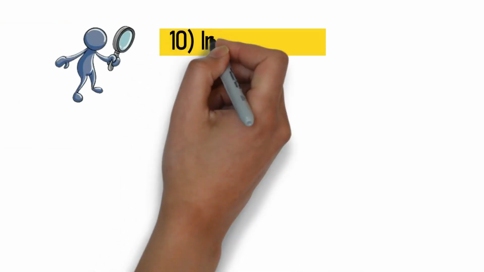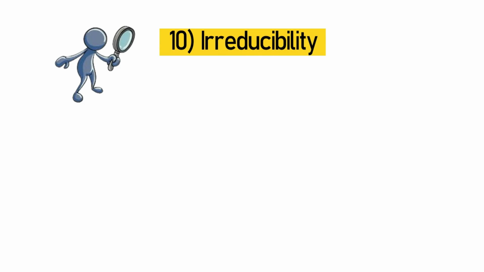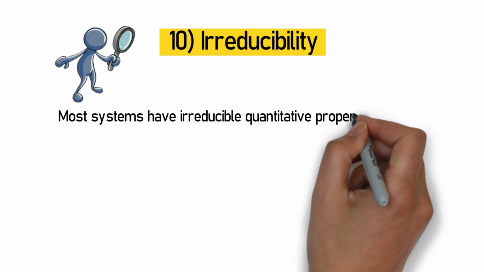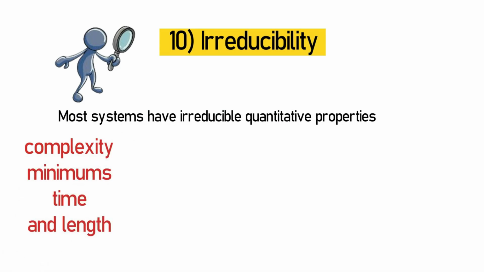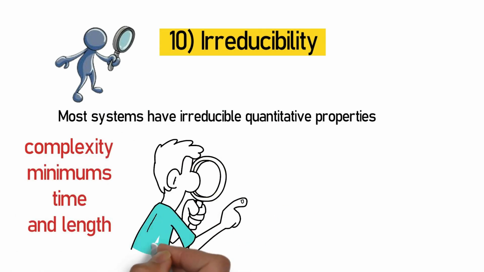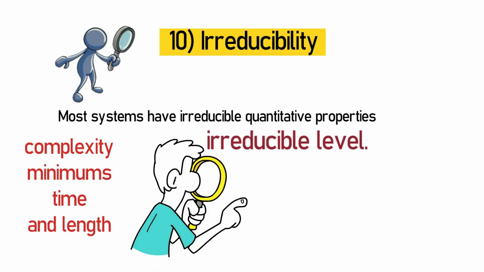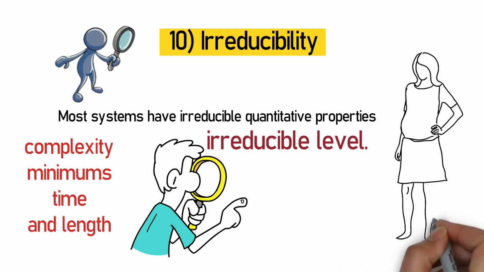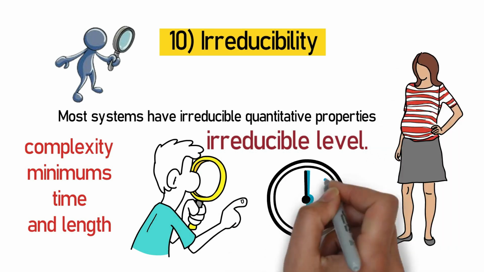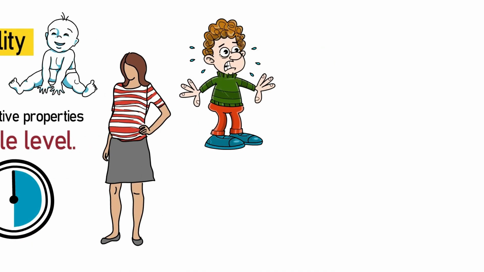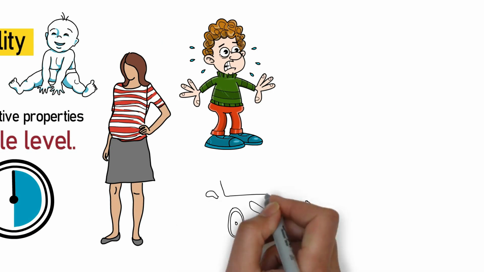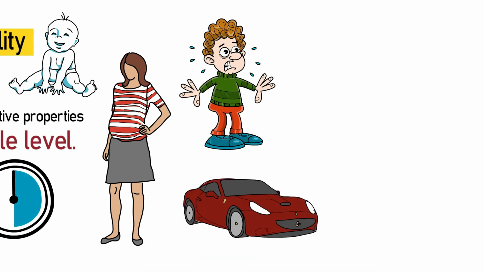Number 10, irreducibility. Most systems have irreducible quantitative properties, such as complexity, minimums, time, and length, which we discover. The desired result simply does not occur below the irreducible level. It's impossible to get several women pregnant in order to shorten the time it takes to have one child. And it's also impossible to reduce a successful automobile to a single component. These outcomes are irreducible to a certain point.